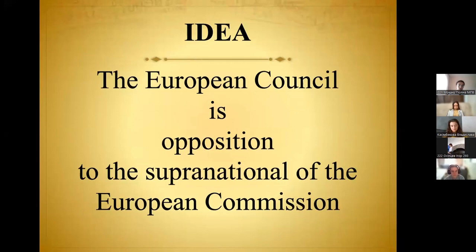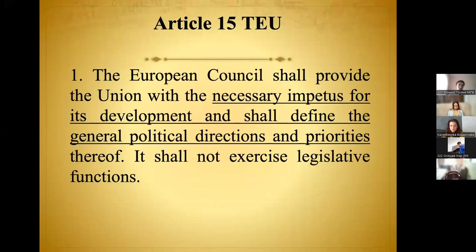However, it's impossible to imagine that the European Commission will rule in domestic affairs in some spheres of the member states. So in order to shape this coordination, we have on one side the European Commission, and on the other side the European Council. Going to Article 15 of the Treaty on European Union, the European Council shall provide the Union with the necessary impetus for its development, and shall define the general political directions and priorities thereof. It shall not exercise legislative functions.